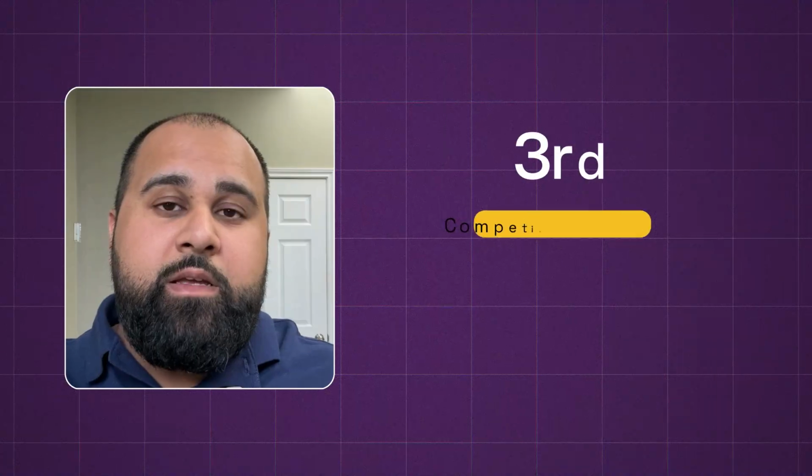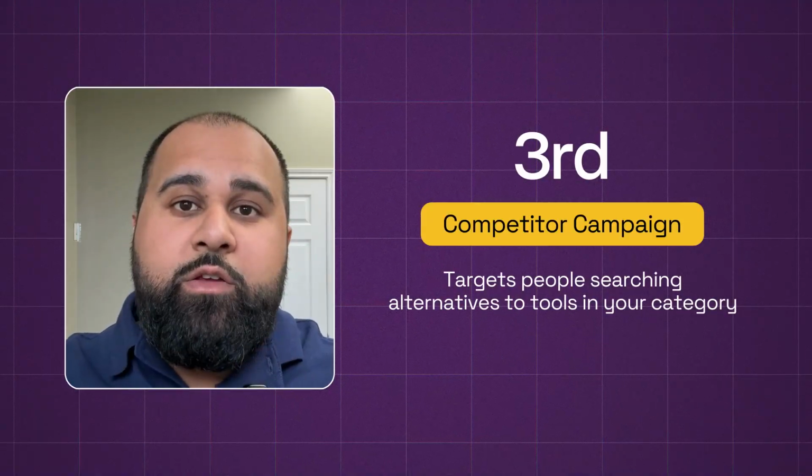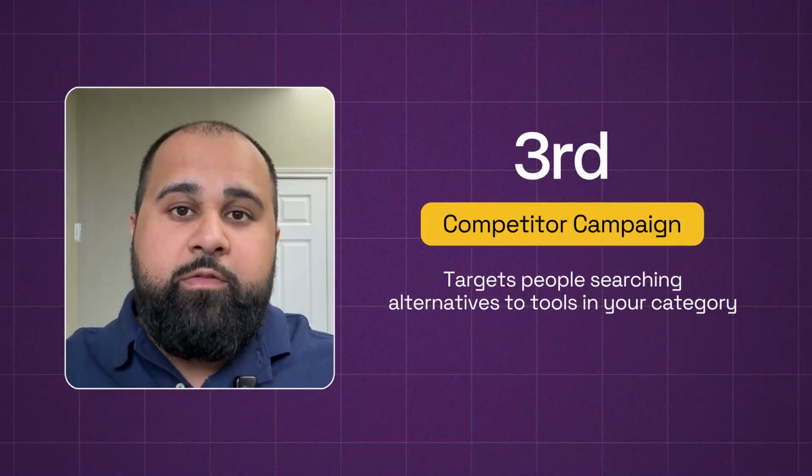So the keywords have the most impact on lead quality. Then lastly, a competitor campaign, which targets people searching alternatives to your tools and your category, and these buyers already understand the problem, have done their research, and are in their final decision mode.